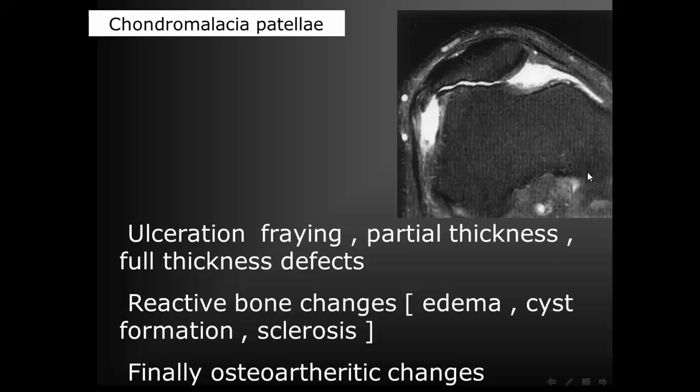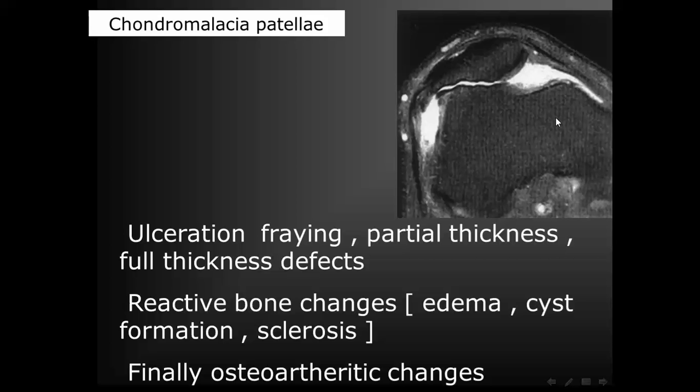Chondromalacia patella, that means the bone is ulcerating. That's why you get this wavy appearance. The cartilage is lost, this layer is lost. Reactive bone changes, can be some sclerosis, and finally osteoarthritic changes.